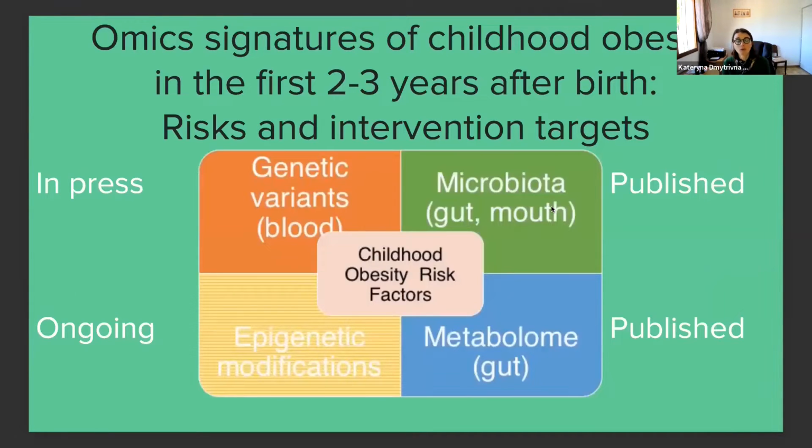So what kind of omics were we studying? We were collecting the data and studying the data on 4 types of omics, and these are all at different stages of completion. We were studying microbiomics, and this study is published. Metabolomics, this is also published. Genomics, this is currently in press. And epigenomics, and this is an ongoing effort.